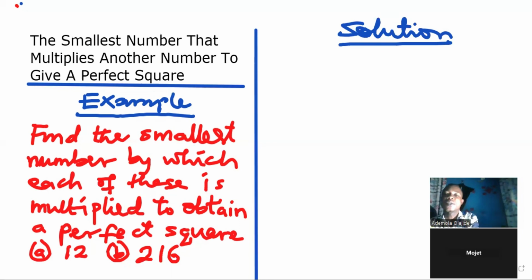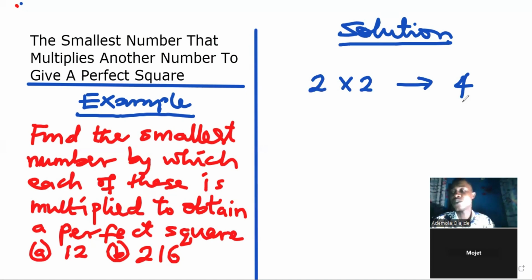I want you to look at this. If I have a number such as 2 times 2, you know 2 times 2 will give us 4, right? Is 4 a perfect square or not? Does it have its square root as a whole number? If you say square root of 4, will it give a whole number? A whole number is a number that is not a fraction, not a decimal number. So we have 4 as a whole number. That means 2 times 2 will produce a perfect square.